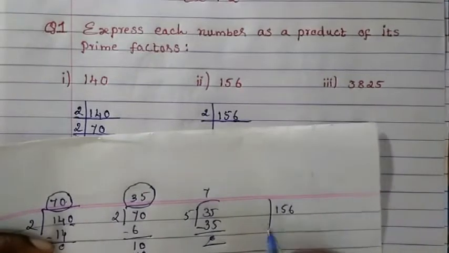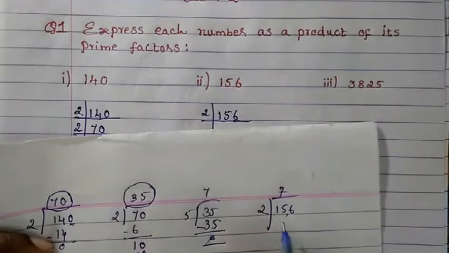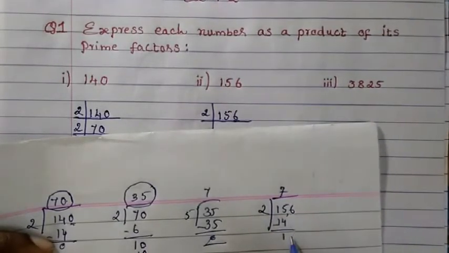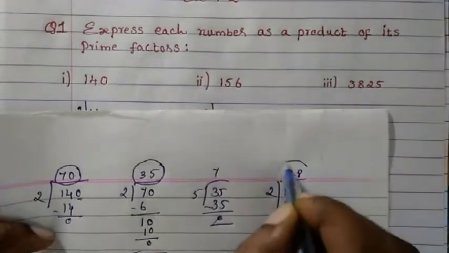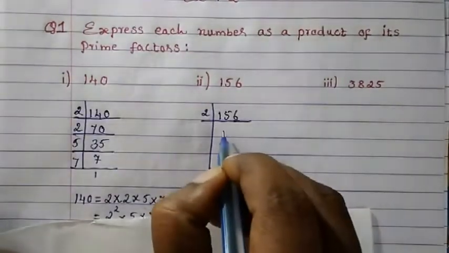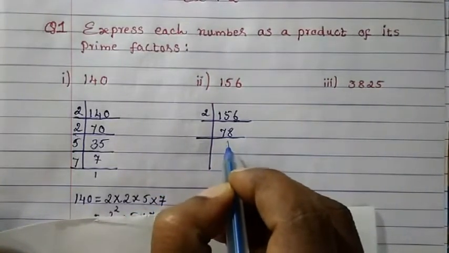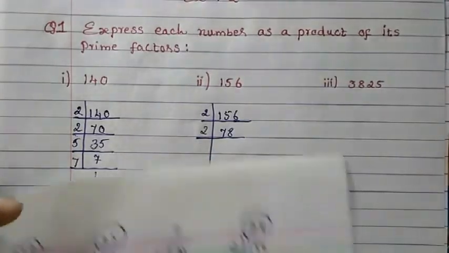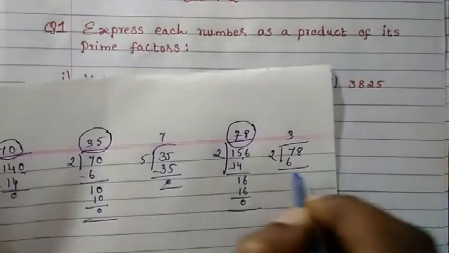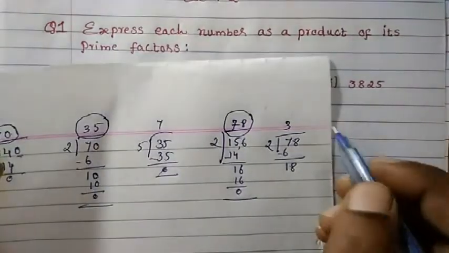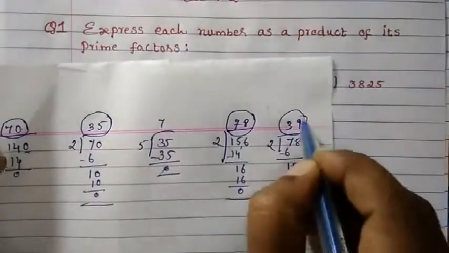156, when you are dividing 15, how many times? 7 times 2 is 14. Then 6 will come down. Then 8 2's are 16. So now write 78 here. Now 78 is again an even number, so again you can divide by 2. 3 2's are 6, minus 1, 8 will come, then 9 2's are 18. So now you can write 39 here.